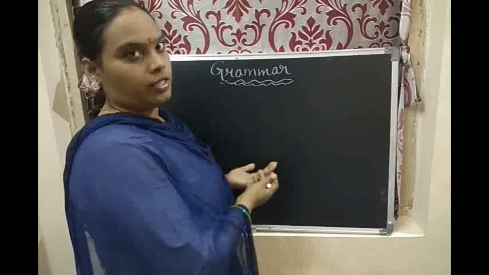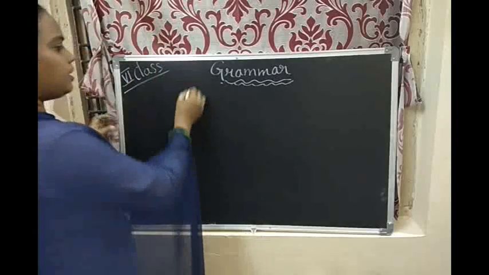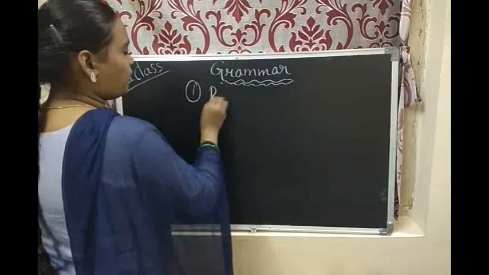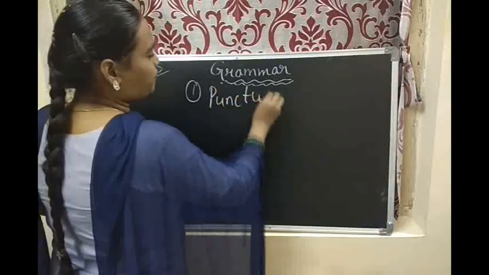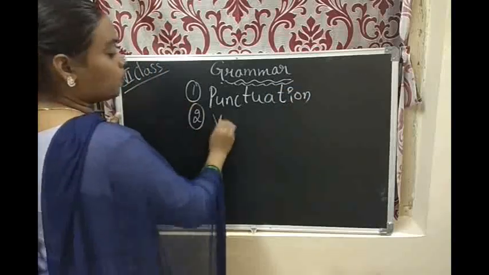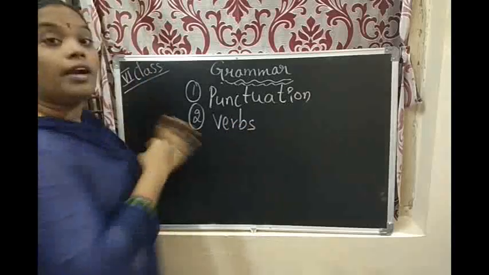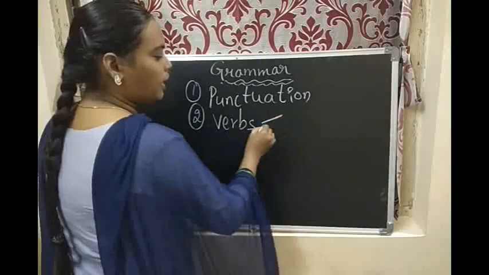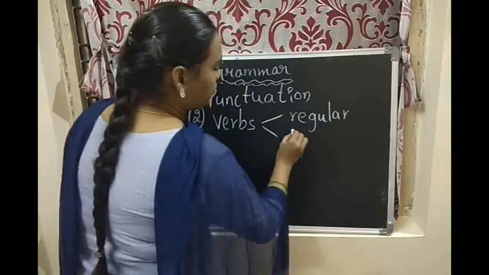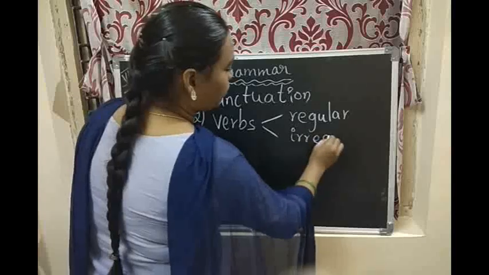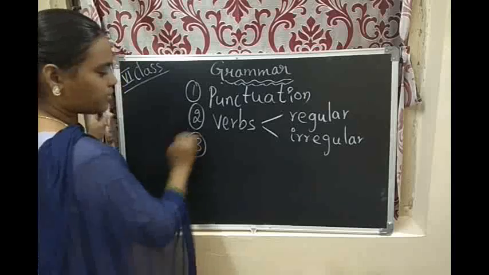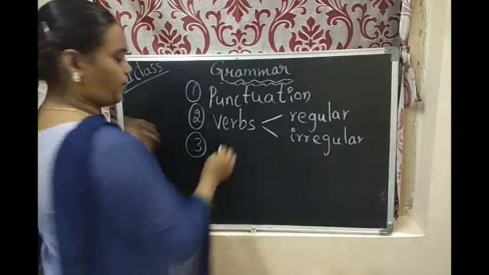Yes, now let me discuss. What are the three elements in this? Today we are going to learn. First one is punctuation. And second one is verbs. Those are regular and irregular. What is the difference between regular and irregular? So about this. And third one is quantifiers.